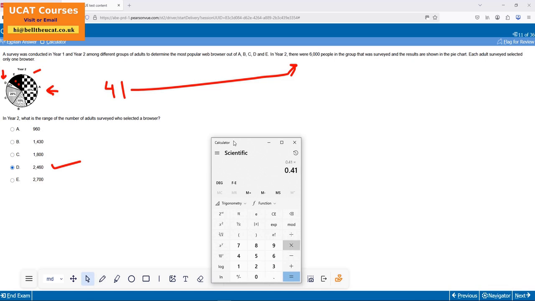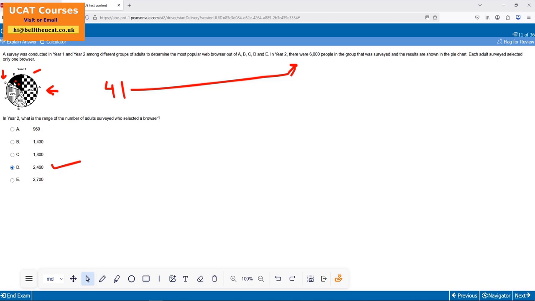You can do 0.41 times 6,000, which is 2460. Or you don't necessarily need the numbers. 41 times 6: any option with 246, you're choosing that, 2460. Ready? Now, just before we double check, I don't want to goof it up, just checking how much E is.